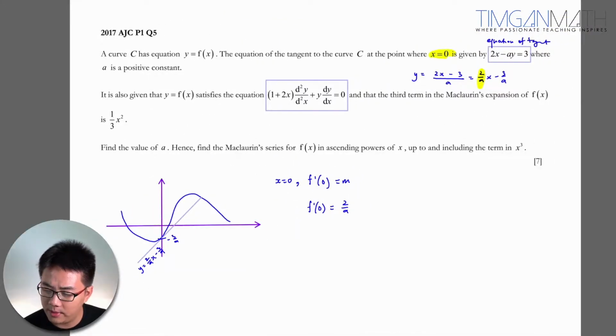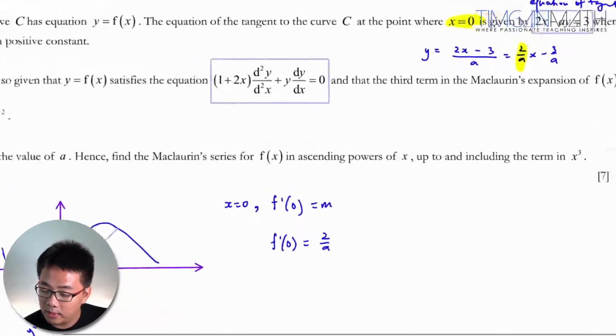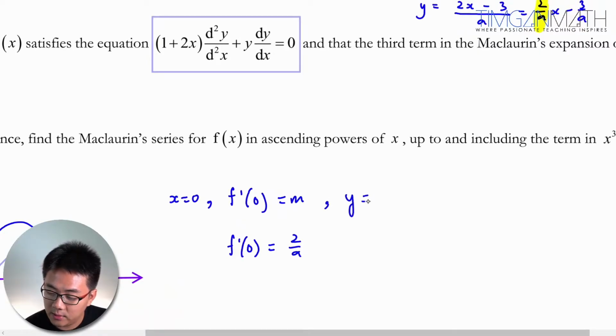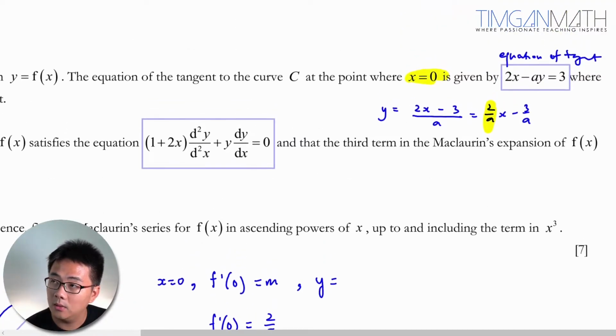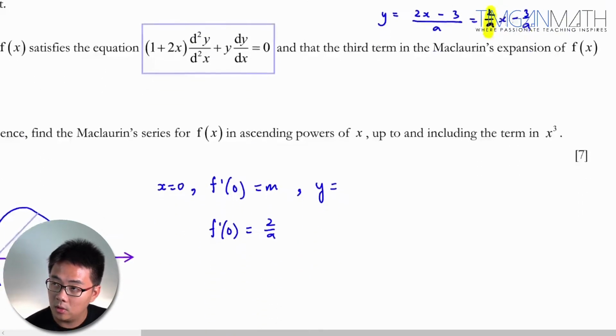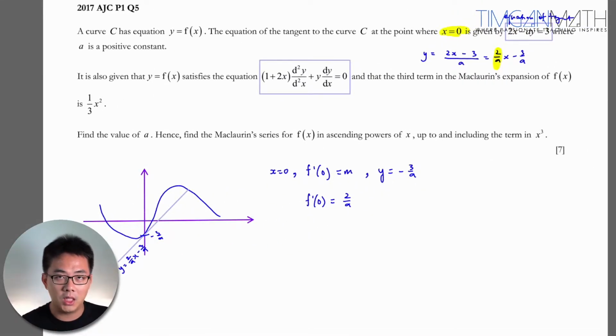Okay, so you got that. Now in other words, when x equals 0, y is equal to, just substitute into the equation of the line. So when x equals 0, y equals minus 3 over a, because this tangent will pass through the curve and also the y-intercept. So y equals minus 3 over a. What else can we deduce from there? I think that's about it.